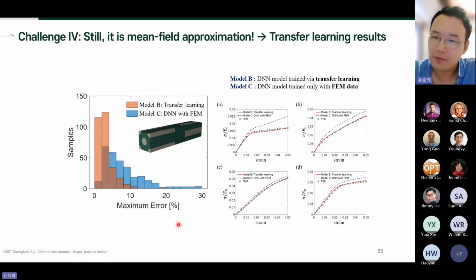And this is the result comparing the stress strain curve. The circles are FEM data, red is the transfer learning, and blue is the result trained only with FEM without utilizing the homogenization data. Because typically, if we have a small data set for deep learning, it is prone to overfit the data, so its prediction accuracy is not that great. So this is the result.